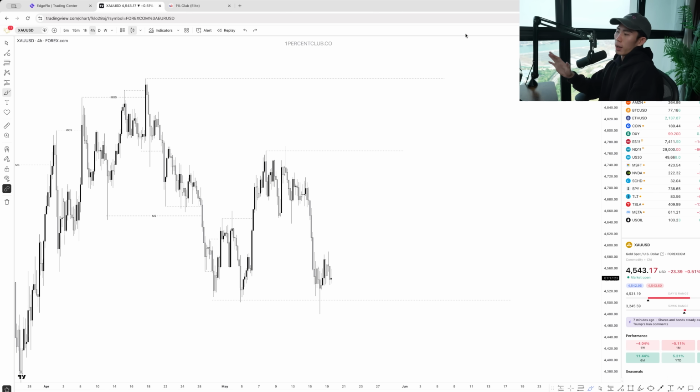So just by looking at this right here, let me know what you guys will do. Will you guys enter for a buy or enter for a sell right now? Or wait, those are the three options. Buy, sell, or wait.